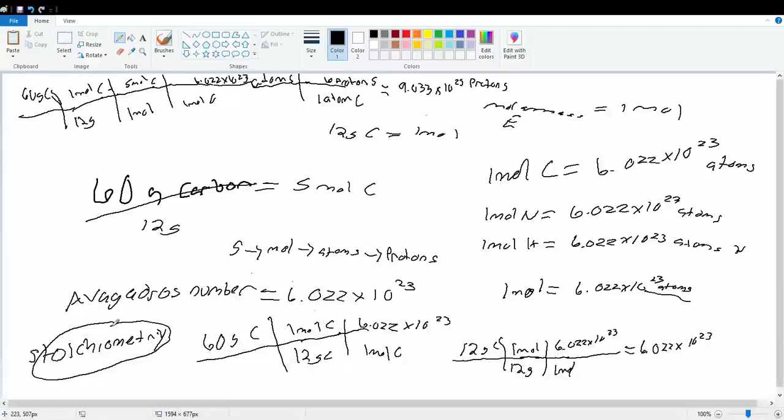So in this video, we talked about Avogadro's number, which is 6.022 times 10 to the 23rd. We discussed how for 1 mole of any element, you'll have 6.022 times 10 to the 23rd atoms. We talked about converting from grams to moles to atoms, as we did over here. And we talked about converting from grams to moles to atoms to protons up here.